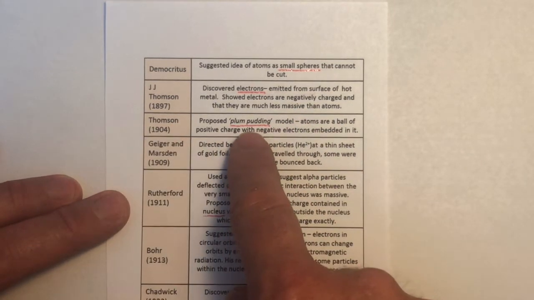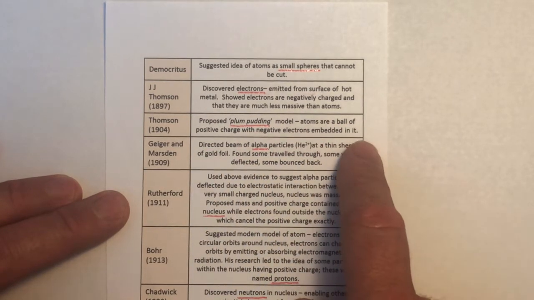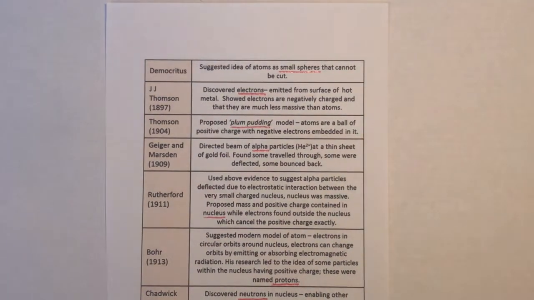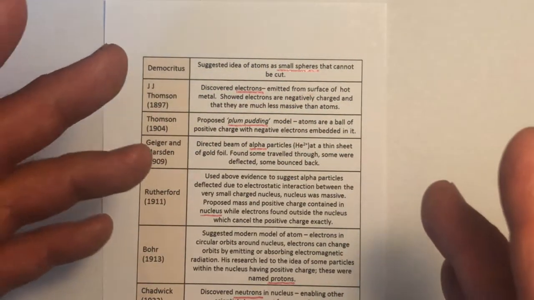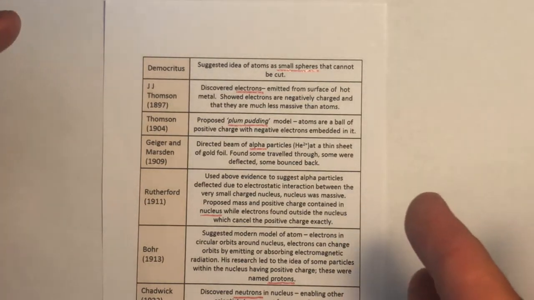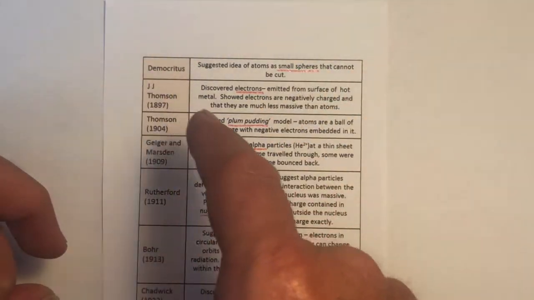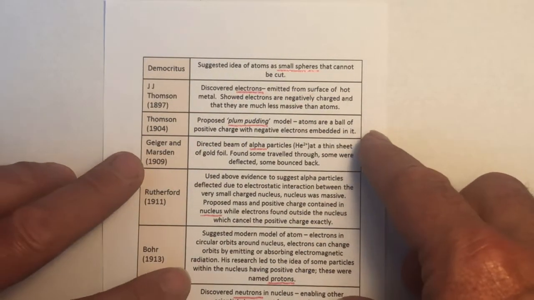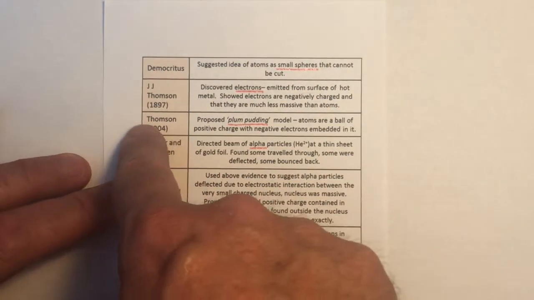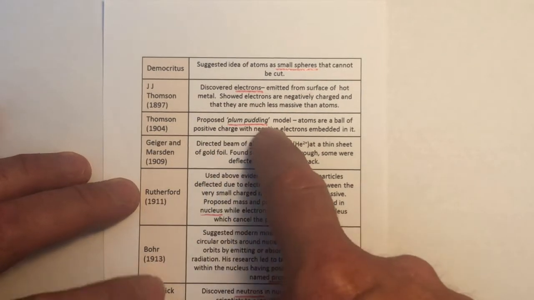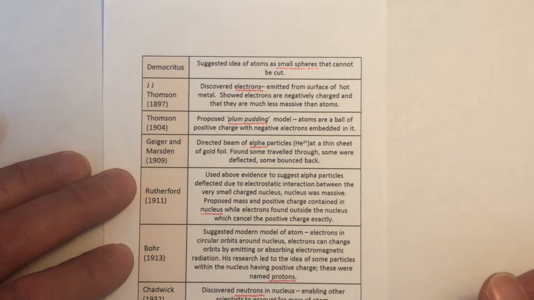Thomson came up with the idea of the plum pudding model, where atoms are a ball of positive charge with negative electrons embedded in them. So basically he thought the atom was a ball, as suggested by Democritus, but the ball was positive. It's a bit like your Christmas cake, or your plum pudding as they call it. The main part of the Christmas cake was all positive. Then the bits of fruit in there were your negative electrons, just floating around inside. Thomson's plum pudding model gets asked about a lot as a compare question: compare the plum pudding model to the modern day atom.